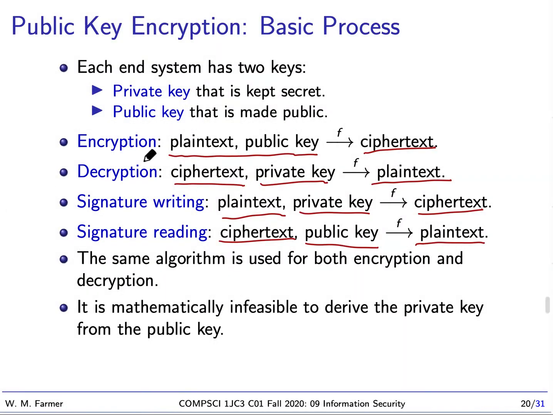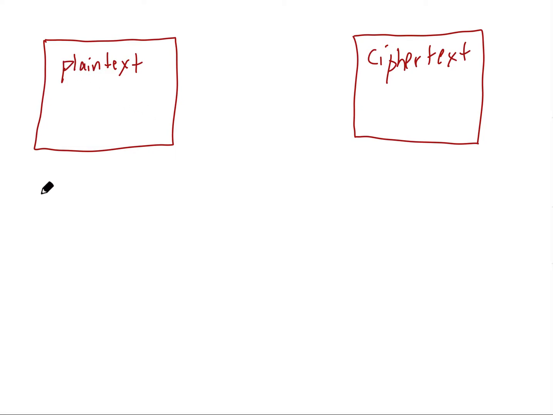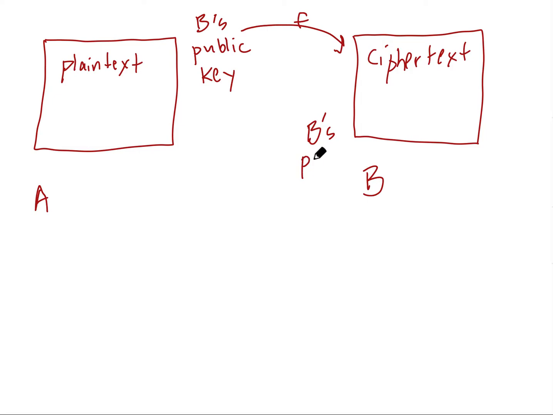So let's go back here. So I have plain text. I'm going to use a public key. So the important thing is, whose public key am I using? So we're A here. We have plain text. We want to send it to B. And so what we're going to do is I'm going to use B's public key. It's public. I can just go get it. And then with the plain text and the public key, I produce ciphertext. Now, this can be decrypted with B's private key. And then B can find the plain text.